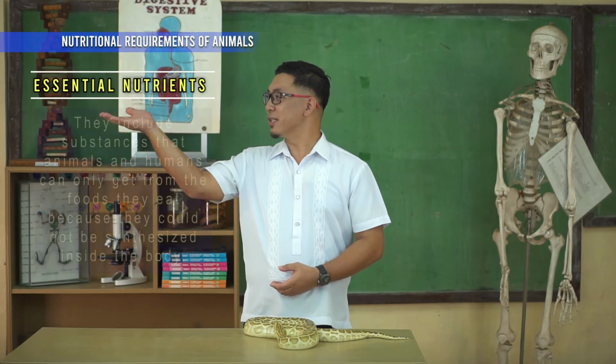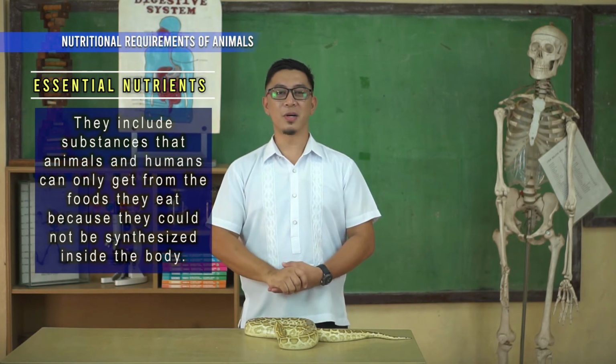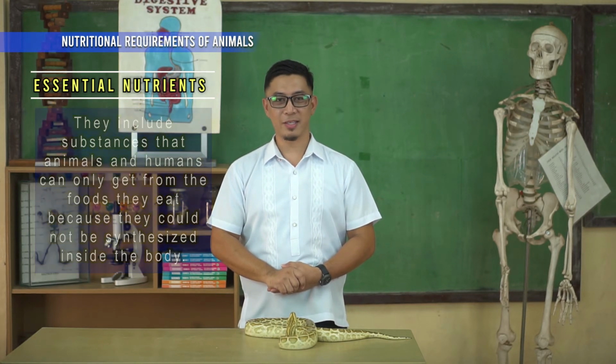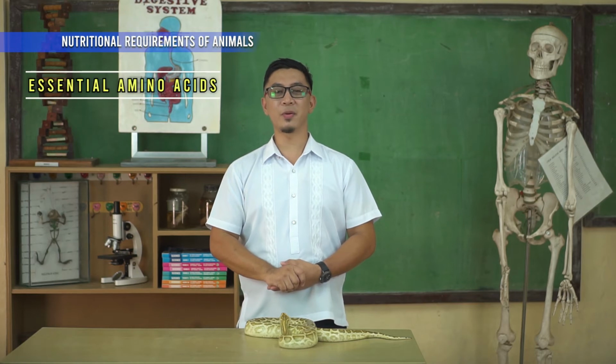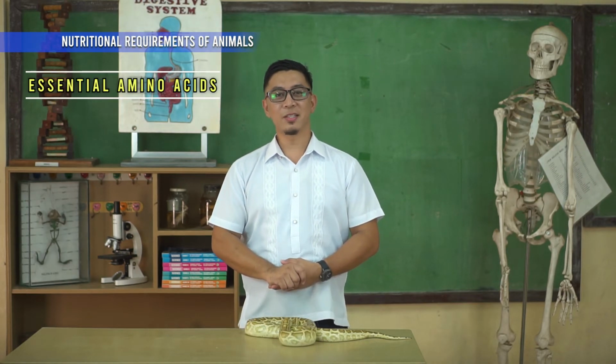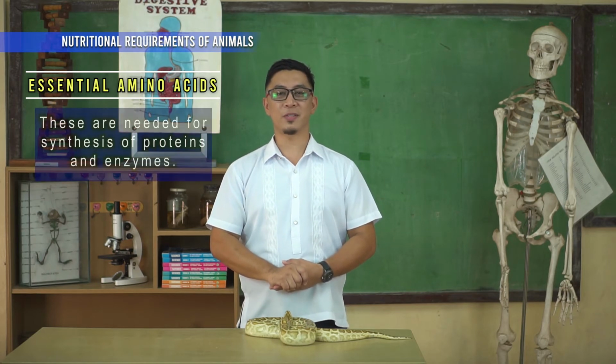Essential nutrients include substances that animals and humans can only get from the foods they eat because they could not be synthesized inside the body. These include essential amino acids, essential fatty acids, and vitamins. Essential amino acids are needed for synthesis of proteins and enzymes.